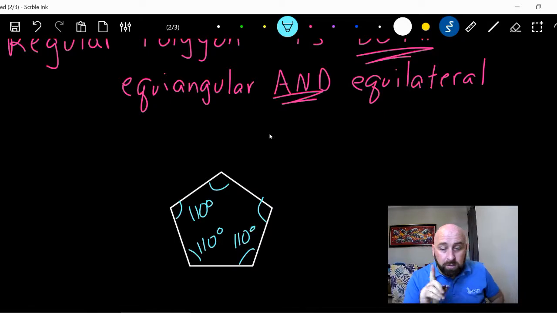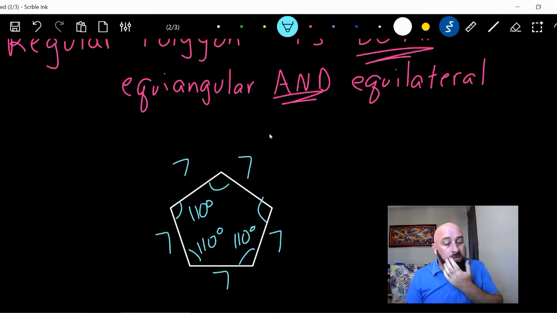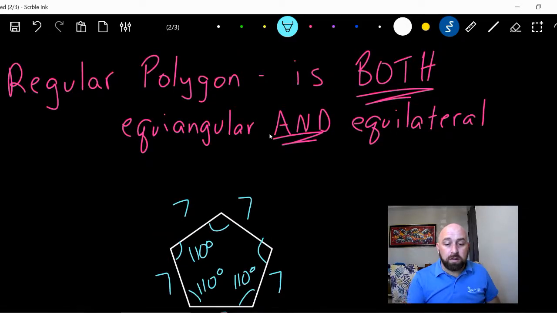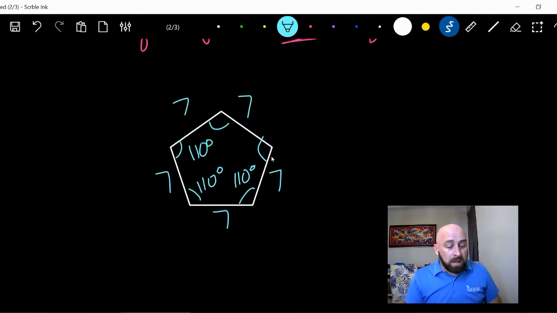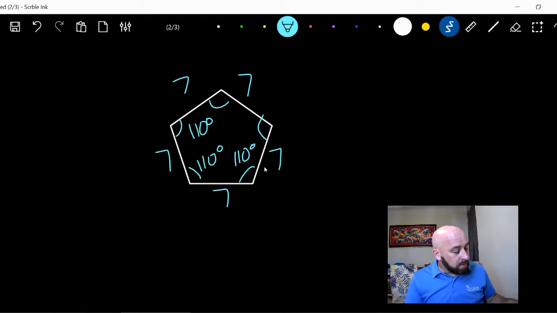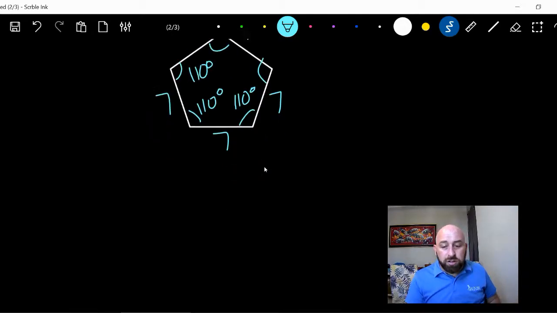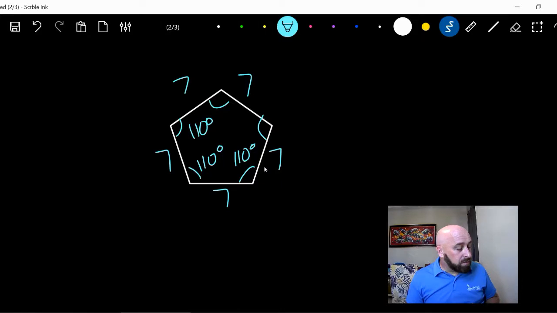Now, also what has to be true is it has to be equilateral. All the sides have to be the same. So this has to be 7, this has to be 7, this has to be 7, this has to be 7, this has to be 7. So they both must be equilateral and equiangular to be considered what's called regular. A regular polygon is equilateral and equiangular. In the chapter, you'll see in the lesson where it shows you how to construct one of these. I'm going to go ahead and show you that now.